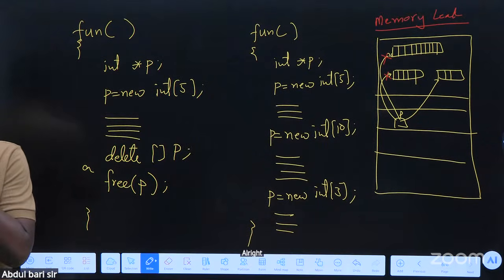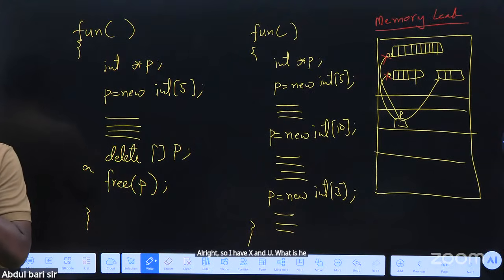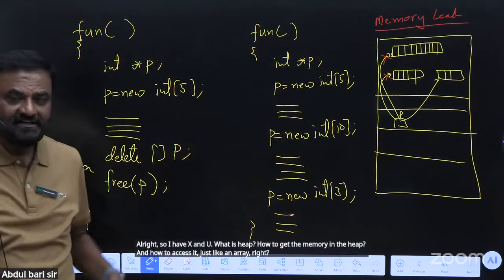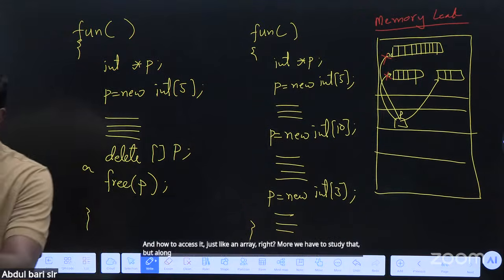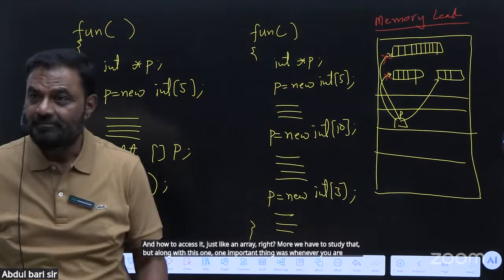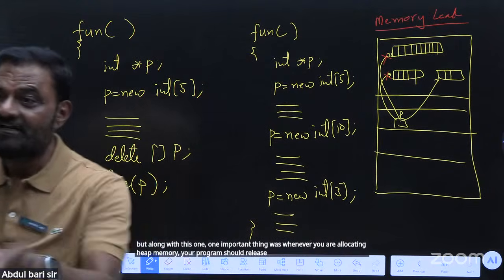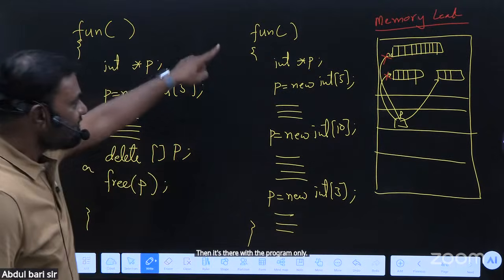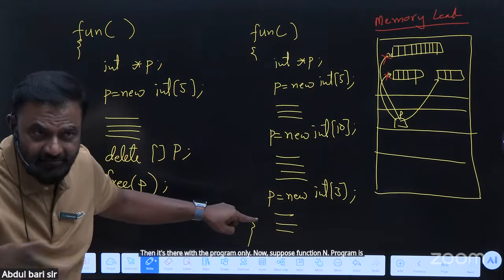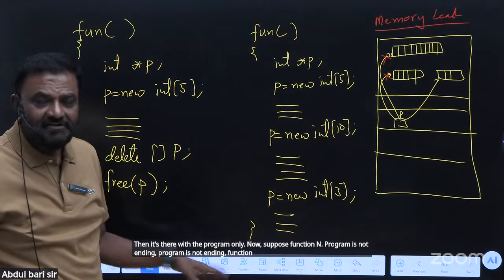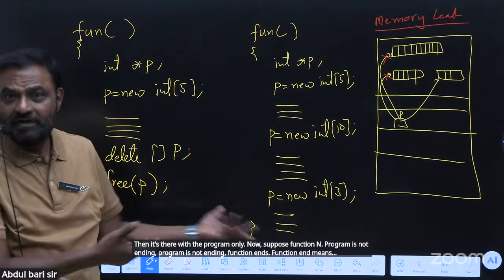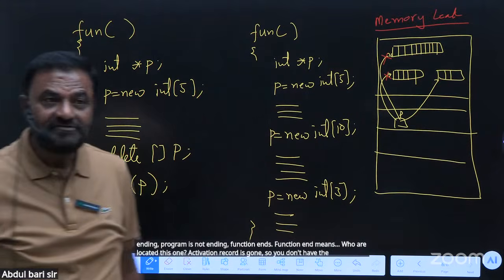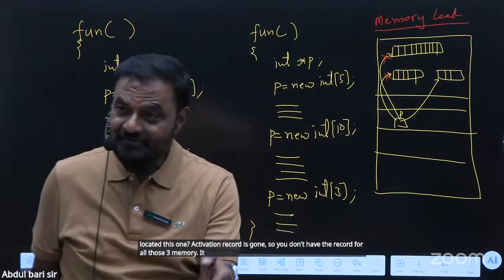All right. So I have explained what the heap is, how to get memory in the heap, and how to access it just like an array. We have to study more of that. But along with this, an important thing is that whenever you are allocating heap memory, your program should release it. If it is not releasing, then it's there with the program only. Now suppose the function ends, but the program is not ending. Function ends means the activation record of whoever allocated this is gone. So you don't have the record for all those three memory blocks. It thinks that it belongs to the program only.